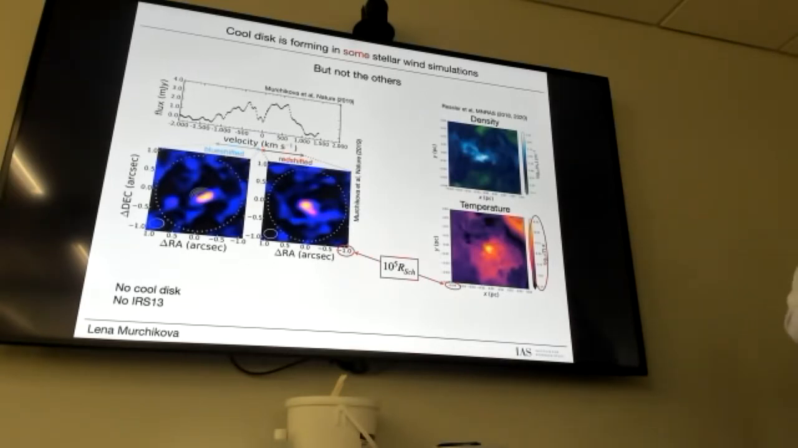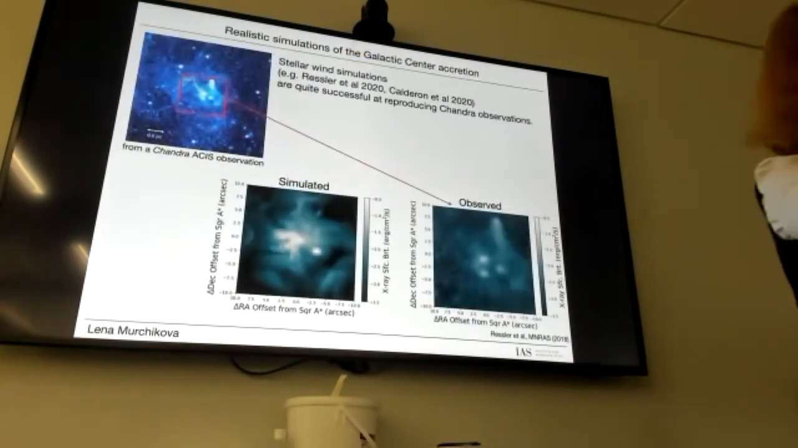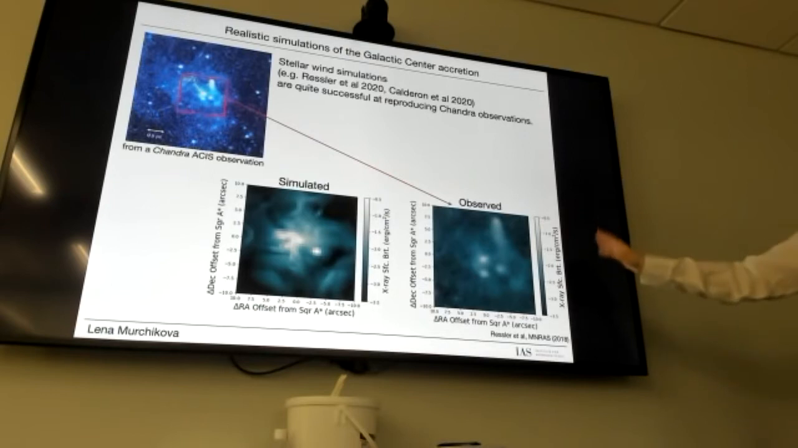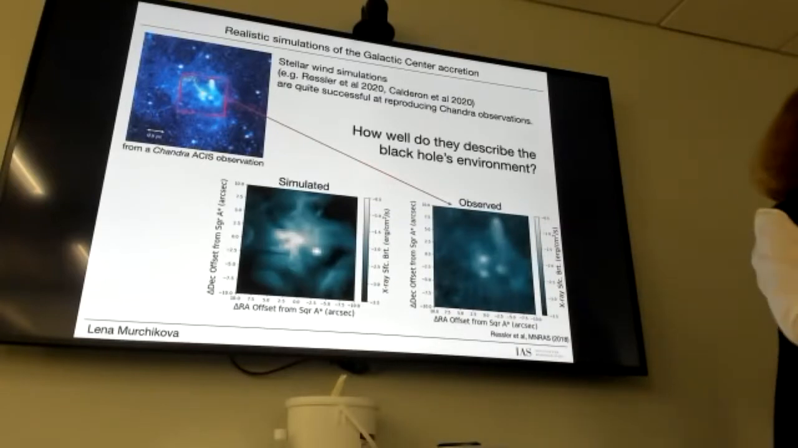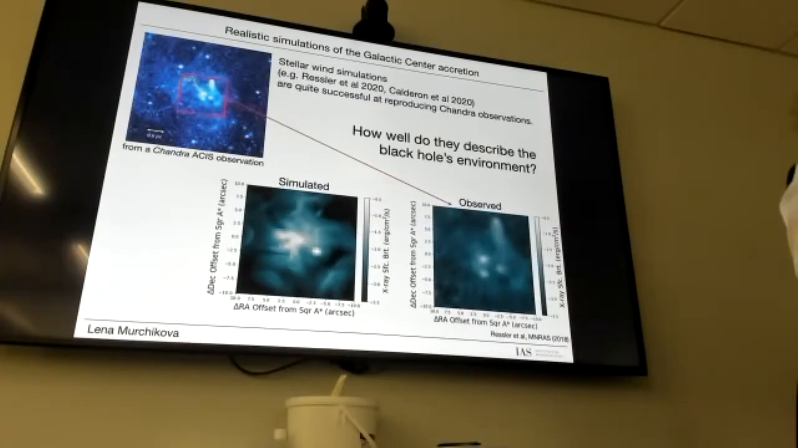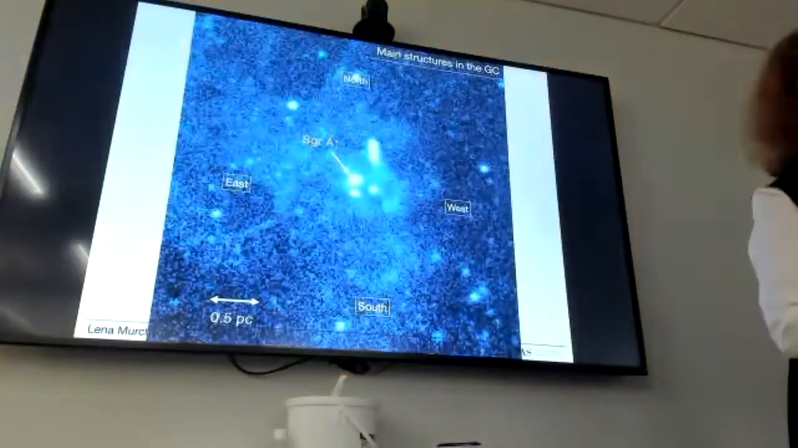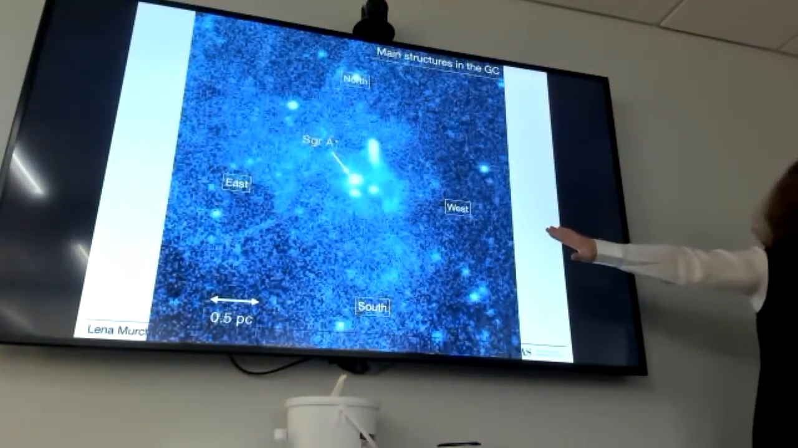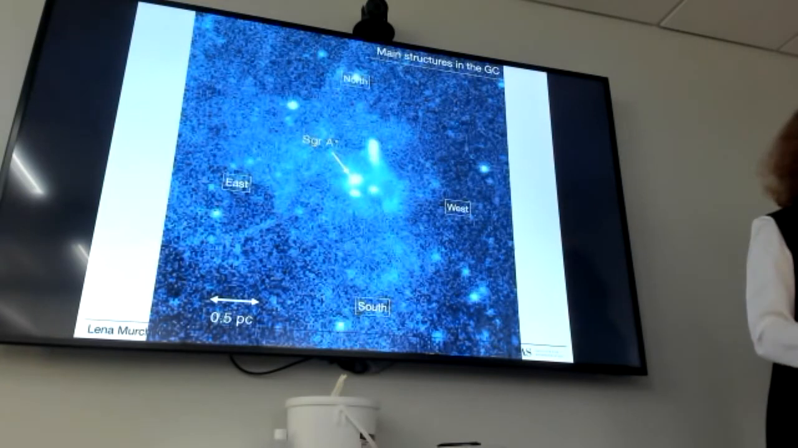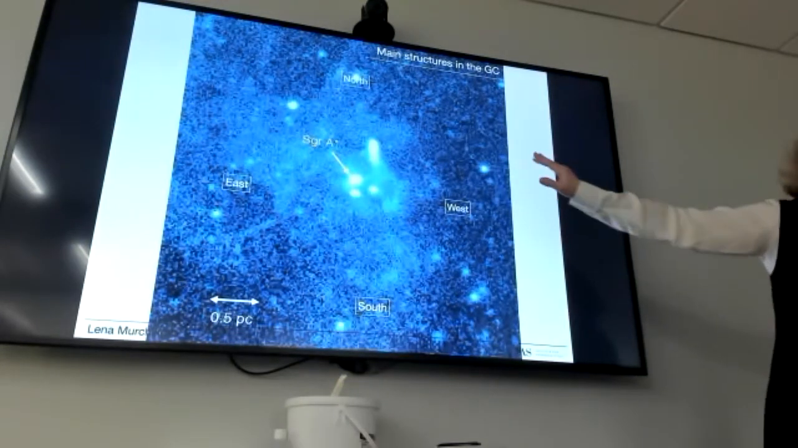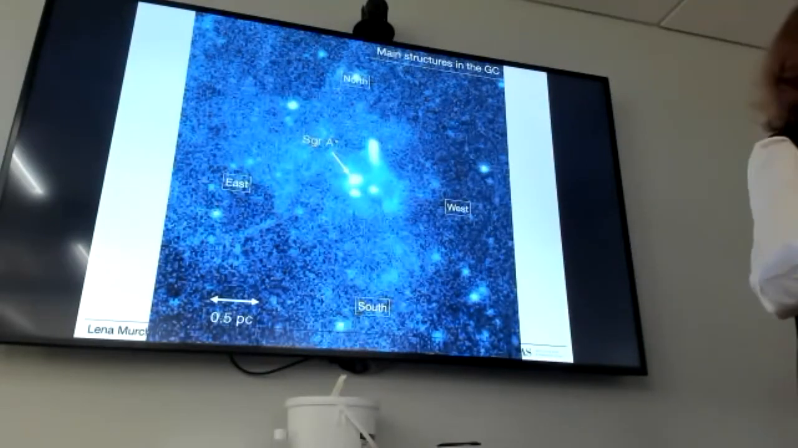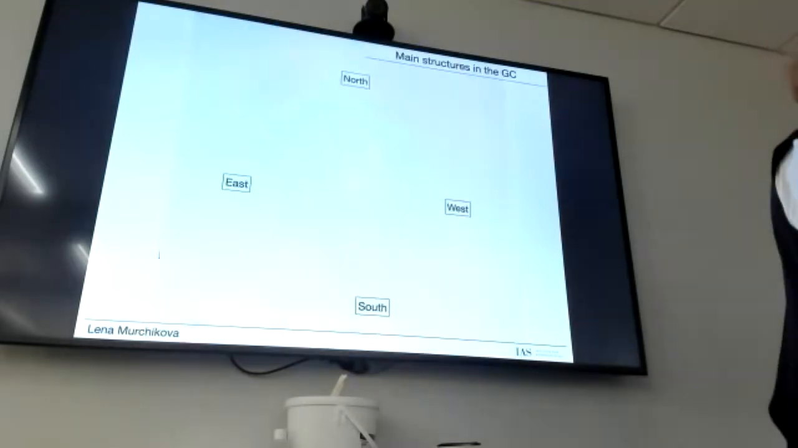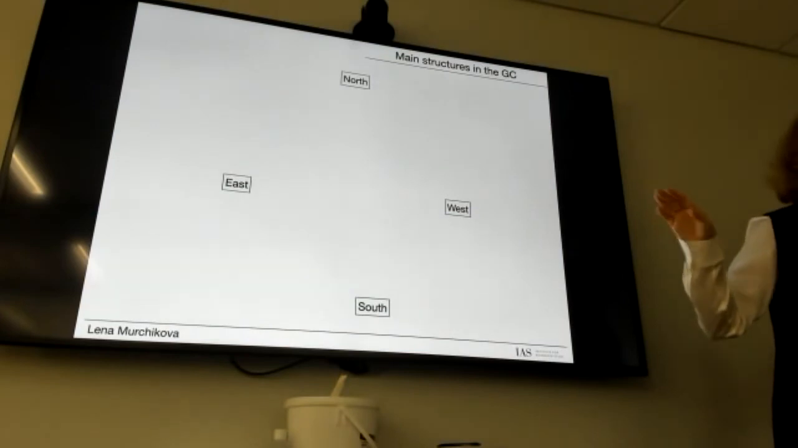The point is, my next slide would also be this simulation, showing you reproducing Chandra to very close degrees. The question is, how well do they actually describe the black hole environment, and whether we can do better than this. To do this, and to give you a picture of the black hole environment, I'm going to put this picture here, and I'm going to build you the galactic center, 2 parsecs around it, structure by structure, so you get a feel of what it is. Okay, I'll remove the Chandra image so it's not crowded.